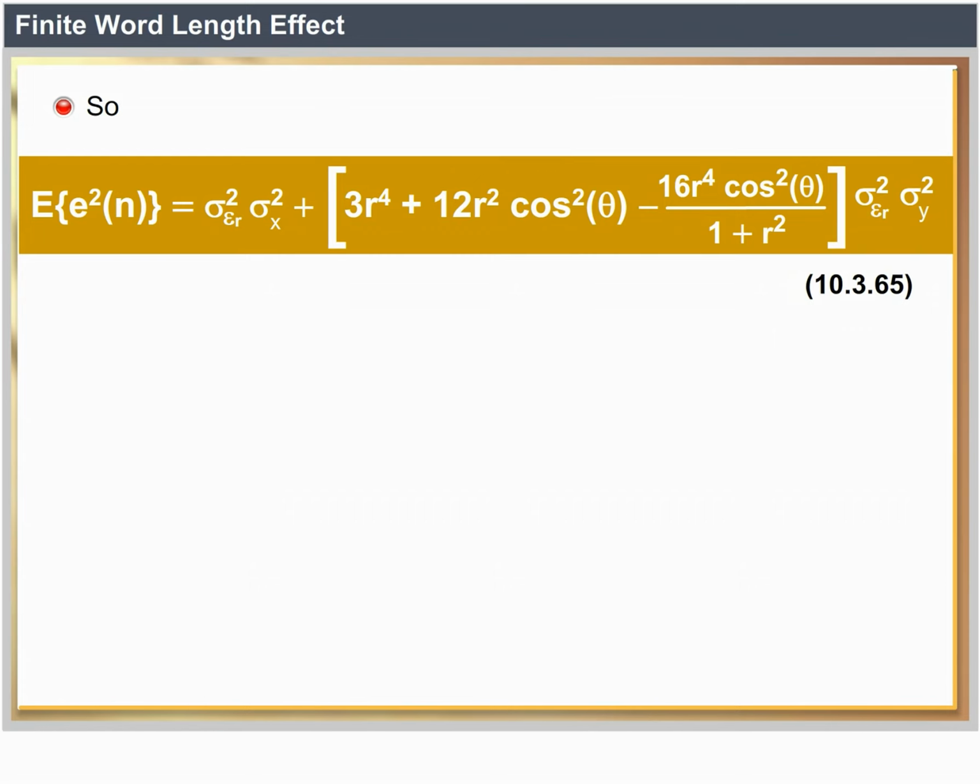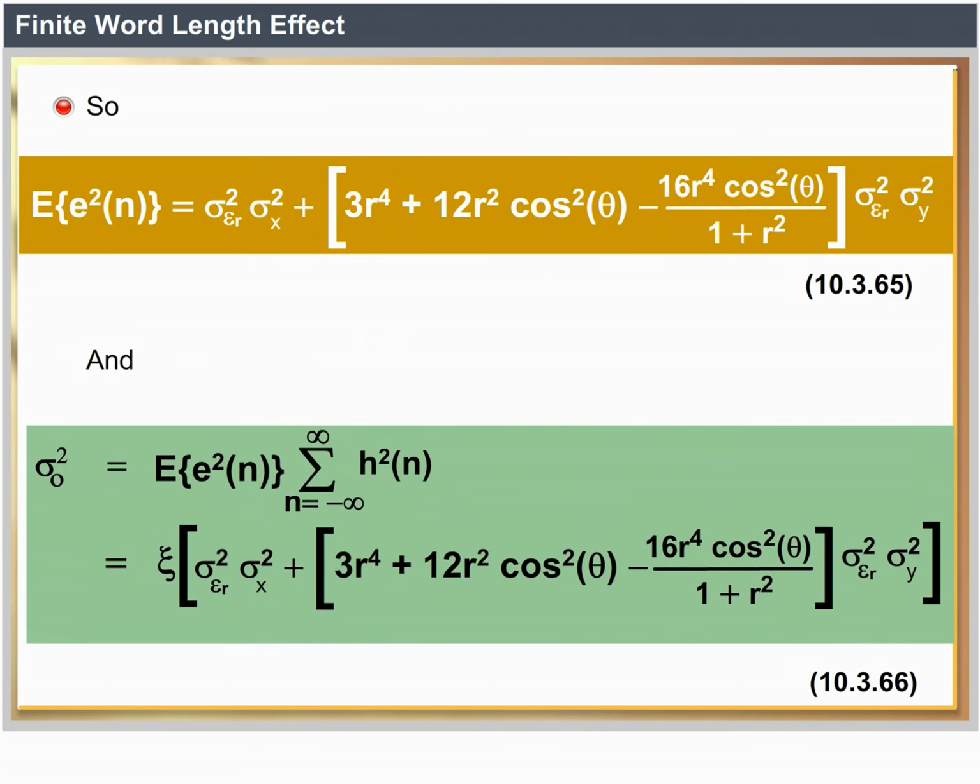And sigma naught square equal to E of e square of n into summation n equal to minus infinity to plus infinity h square of n, equal to within the bracket sigma epsilon r square into sigma x square plus, within the bracket, 3r square plus 12r square cos square theta minus 16r power 4 cos square theta divided by 1 plus r square, outside the bracket, sigma epsilon r square into sigma y square, is called equation number 10.3.66.